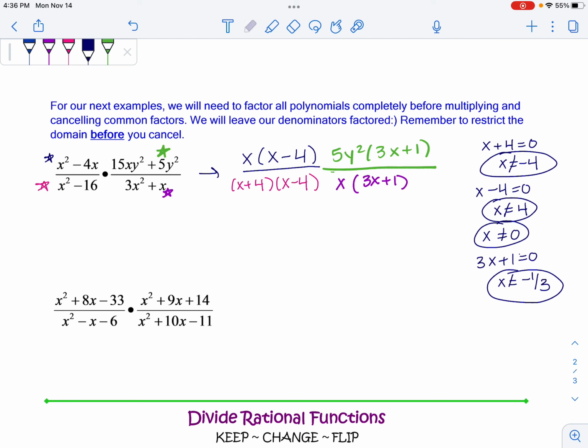All right, next thing we need to do is to simplify. I see 3x plus 1s can cancel, the x minus 4 can cancel, and that x out front can cancel. So I'm left with 5y squared in the numerator over x plus 4 in the denominator.